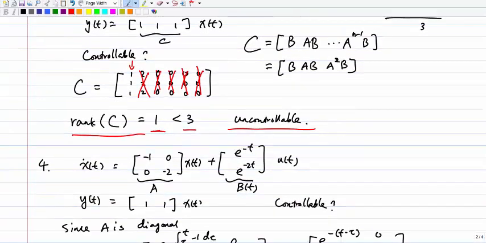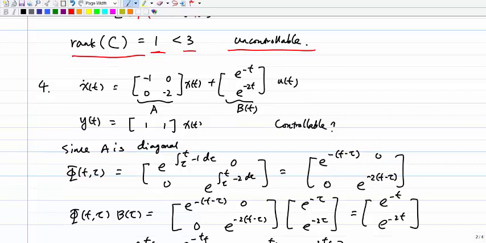The next question is about controllability for a linear time invariant system. Here's my linear time invariant system, which is given by x dot t is -1, 0, 0, -2 times x(t) plus e^(-t) and e^(-2t) times u(t), and y(t) is 1, 1 times x(t). So you can see this is my C. Of course this A and C are constant, but B(t) is time varying, so it's still a linear system.